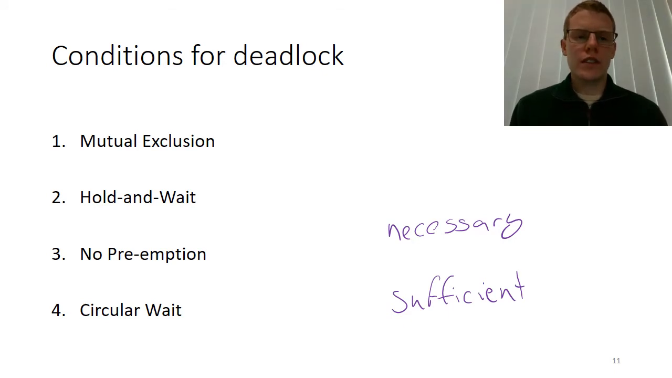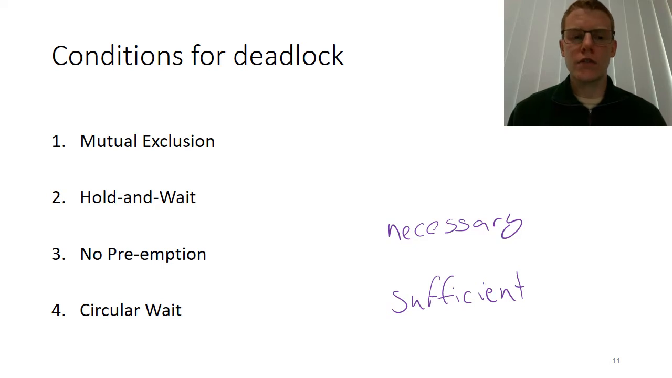So the first is mutual exclusion. If only one process can use a resource at a particular time, then we have a case of mutual exclusion. The second condition is hold and wait. This describes the fact that when processes gain the resources that they have, they are able to hold on to those resources while they wait for future resources.